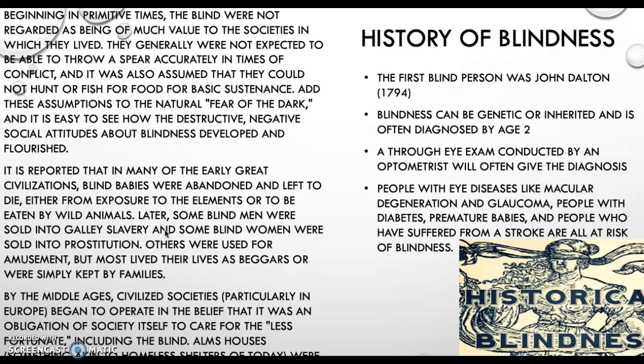The history of being blind. The first blind person was John Dalton, and he self diagnosed himself as being a blind person. And blindness can be genetic or inherited and is often diagnosed by age 2. And then a thorough eye exam conducted by an optometrist will give the proper diagnosis of whether or not a person is blind.